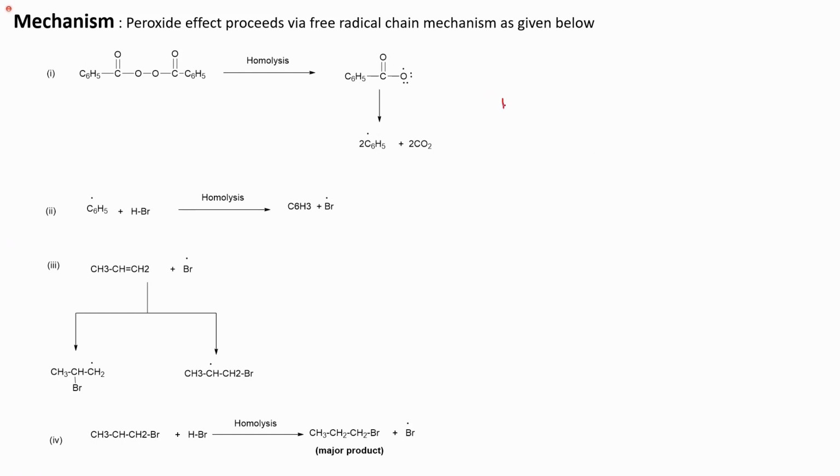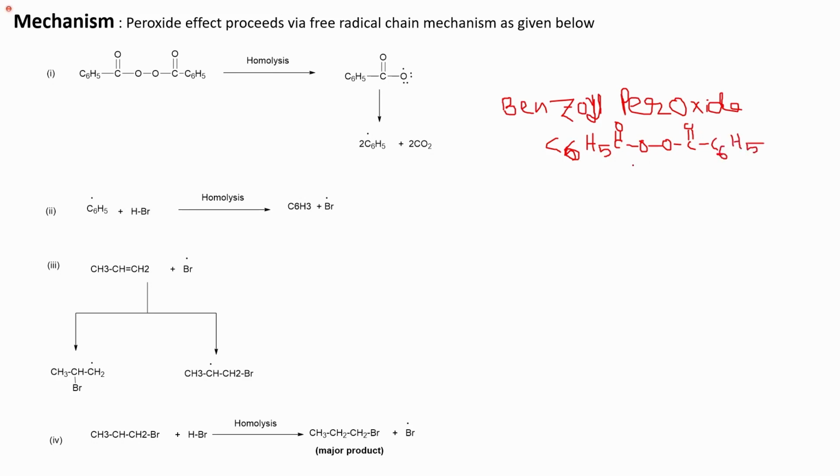One is benzoyl peroxide. Benzoyl peroxide is C6H5, then CO2, then C double bond O, then C6H5. So this is called benzoyl peroxide.